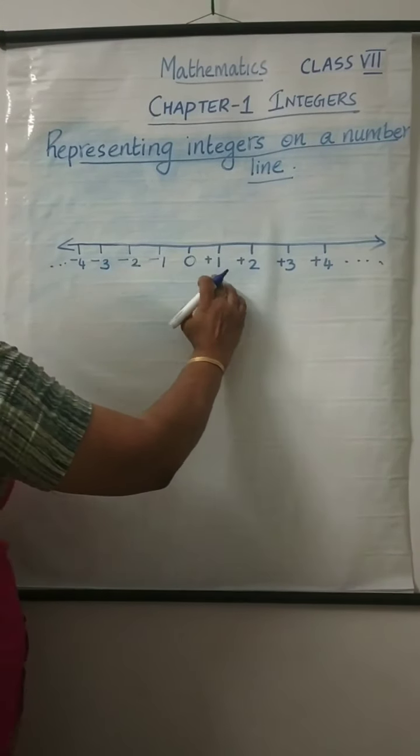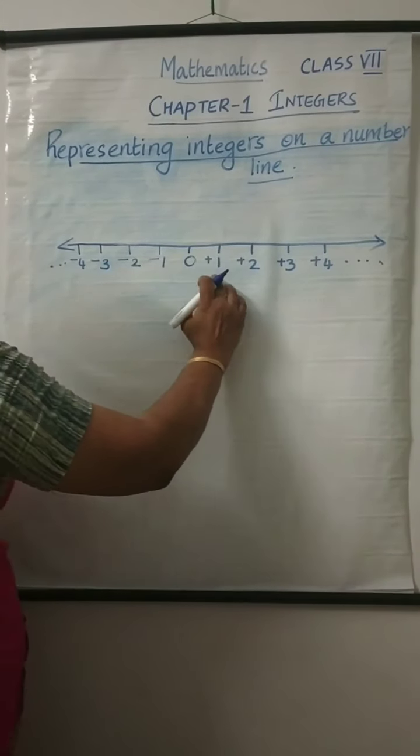Now, when you add or subtract using number line, you have to remember the following. If you are adding a positive integer, you have to move towards the right. If you are adding a negative integer, you have to move towards the left. If you are subtracting a positive integer, you have to move to the left side. And if you are subtracting a negative integer, you have to move towards the right.